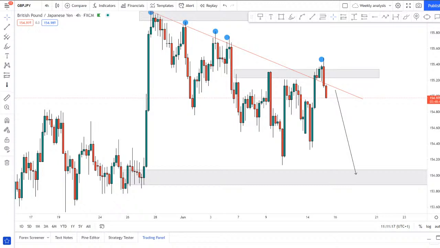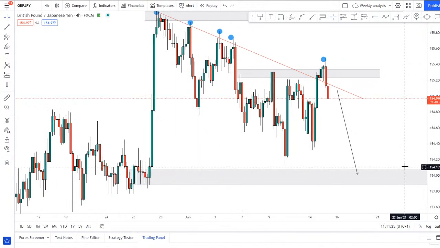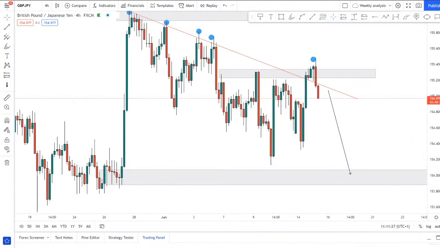Probably could hold into that one maybe for a couple of days or so, and it could actually see price back up to 154. But again, you know, you trade your plan, exit where you should be exiting, but I can see price pushing to those lows.